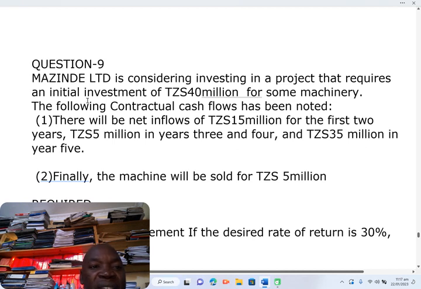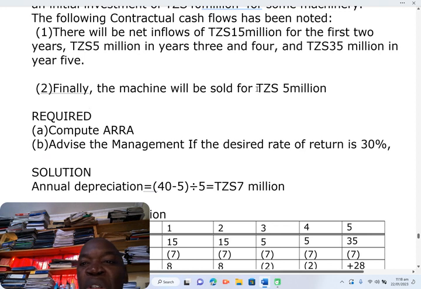Number 9. Mazinde Limited is considering investing in a project that requires an initial investment of 40 million for some machine. The following contractual cash flow has been noted. There will be a net inflow of 15 for the first 2 years, and 5 million in year 3 and 4, and 35 million in year 5. Finally, the machine will be sold for 5 million. Compute IRR. Advise the management if the desired rate of return is 30.